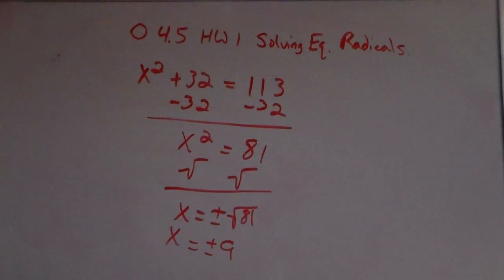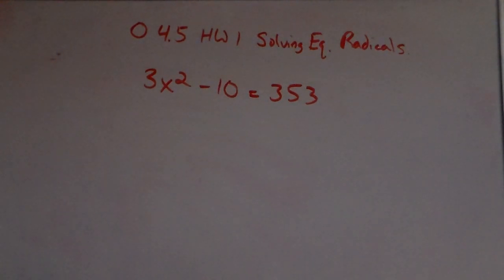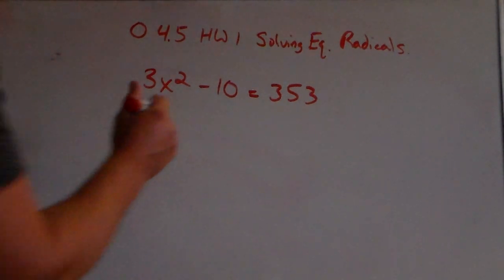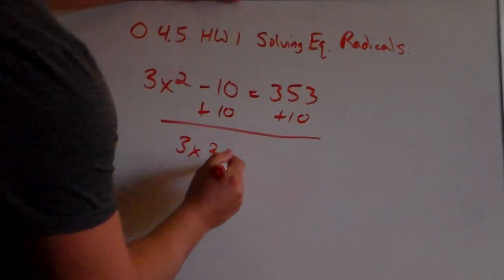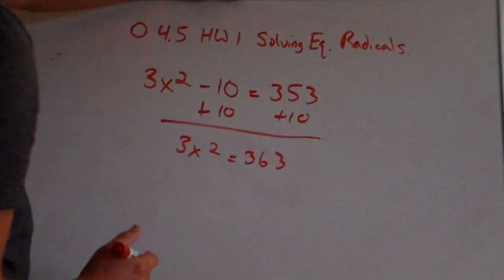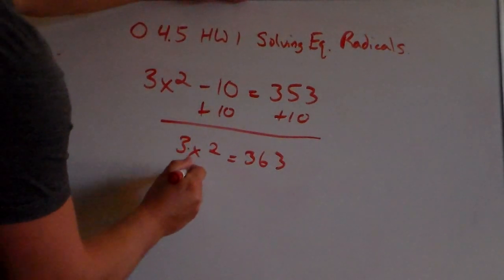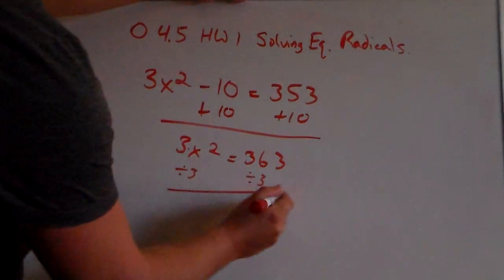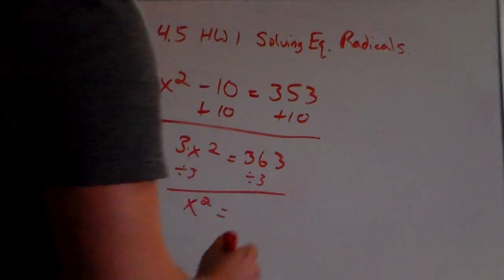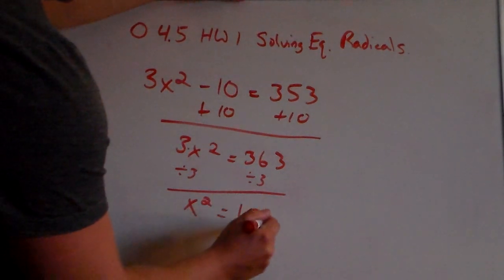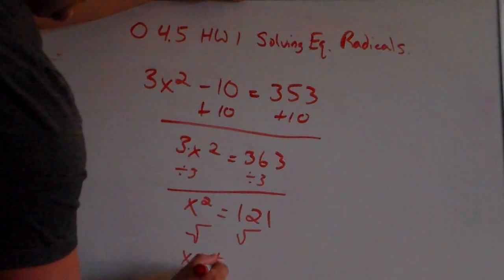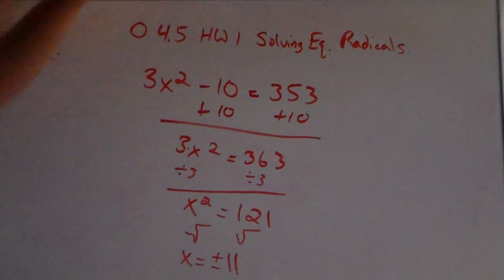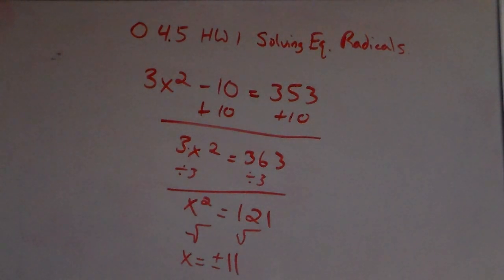Next up is problem number 9. Alright, ladies and gentlemen, here's problem number 9. 3x squared minus 10 equals 353. So what we've got to first do is add 10 to both sides. So we have 3x squared equals 363. Now this is 3 times x squared, so we've got to divide by 3. So we have x squared equals, well, 363 divided by 3 gets us 121. Take the square root of both sides. You're going to get x equals plus or minus, well, the square root of 121 is 11. So x equals plus minus 11. And that's the answer to number 9.